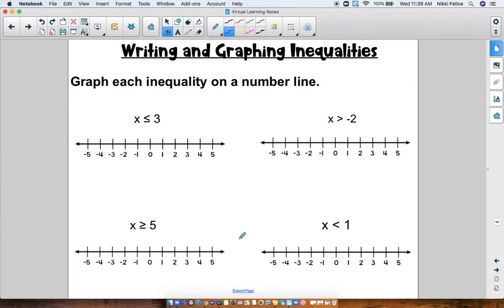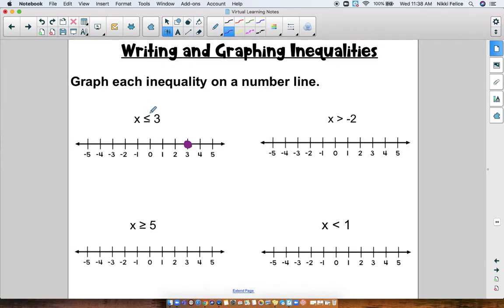Let's go over them. So this one right here, number 1, says x is less than or equal to 3. So 3 is the magic number that we're talking about here. Now let's ask ourselves, are we going to do an open circle or a closed circle? Well, x is less than or equal to. See how we have that little line underneath? That means it could equal 3. So we need to color in our circle on 3. When that extra line is added on to the symbol, we color it in.